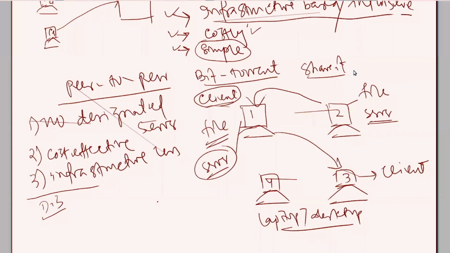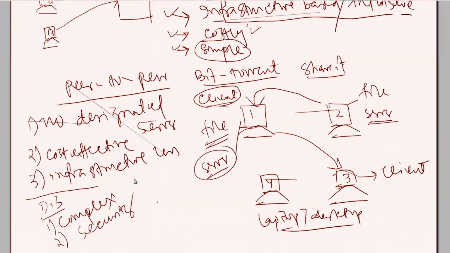But the first important disadvantage is complexity. The communication is very, very complex. Another important disadvantage is security. As far as peer-to-peer communication is concerned, there is a concern of security in the communication from one device to another device. So these are the difficulties and these are the advantages of peer-to-peer communication. Understood?